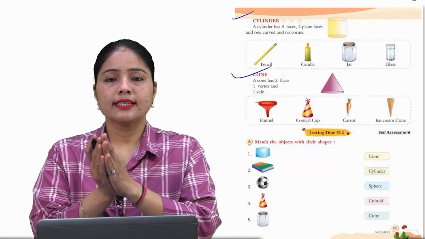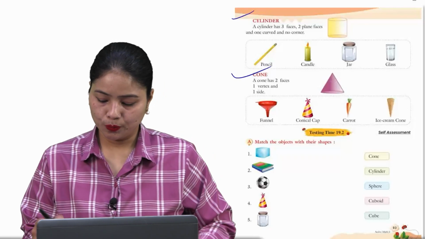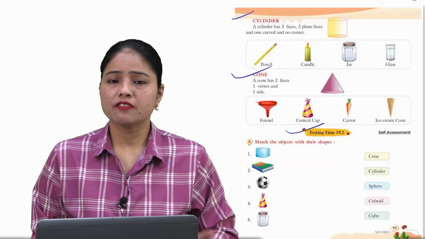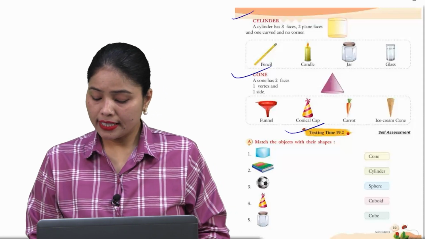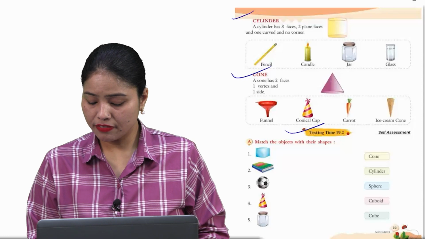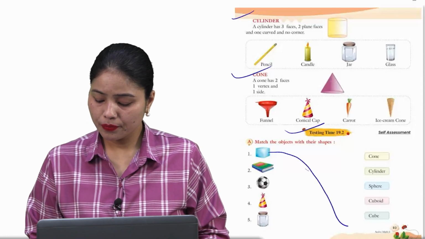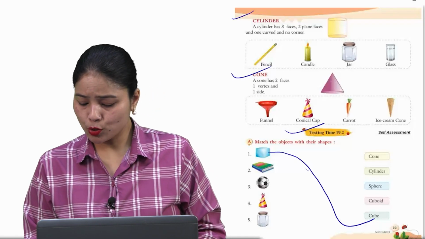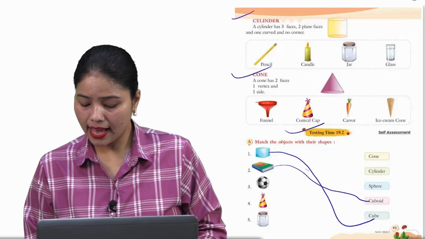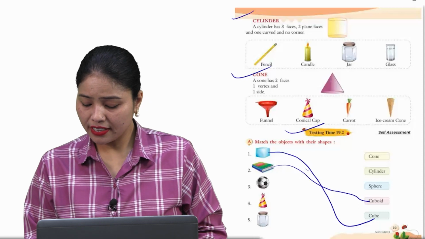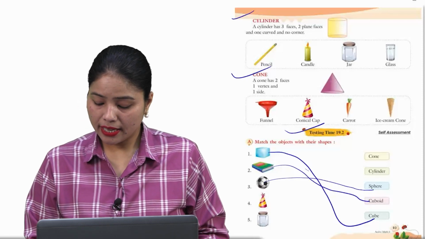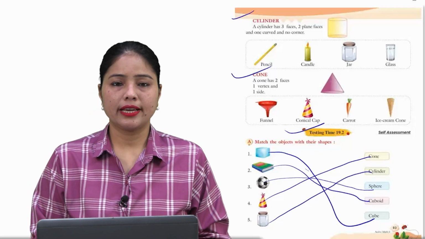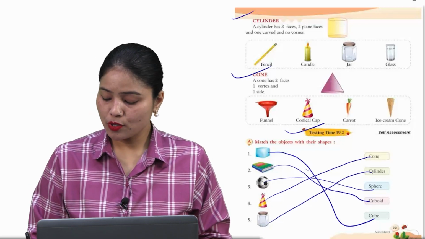So now testing time 19.2. Match the objects with their shapes. So first one is given cube. So where it is like this, match it with that one. Okay. Then ये हमारा क्या है? Yes, cuboid. So just match it with cuboid like that. Then ये हमारा क्या है, sphere, then match it. Then हमारा क्या है ये cone, so match it. And last one is cylindrical shape. So these are the shapes of that one.